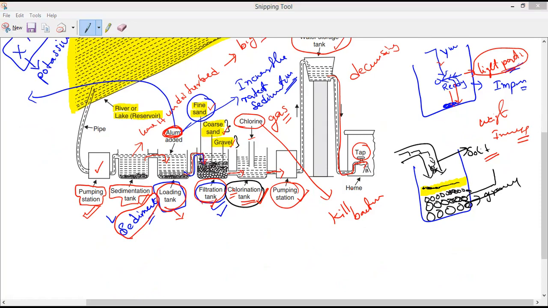So you must add, what is the importance of the loading tank? Anybody can tell? The loading tank increases the rate of sedimentation by adding a chemical substance called alum. Very good. Note it down.